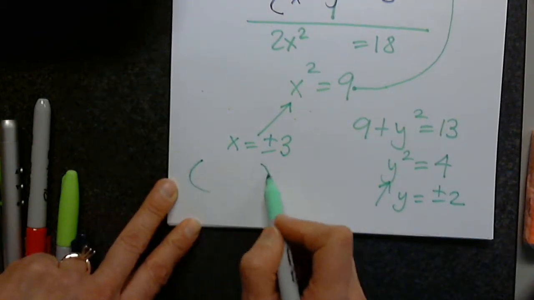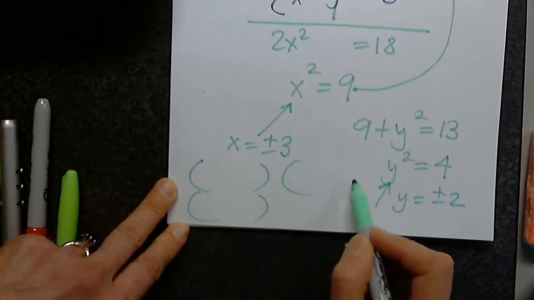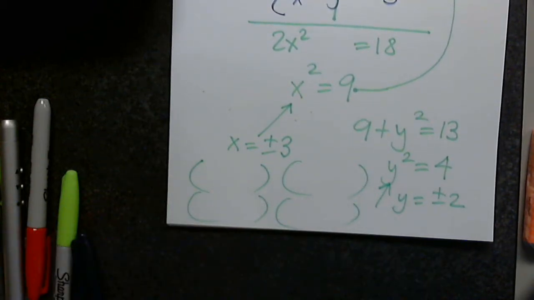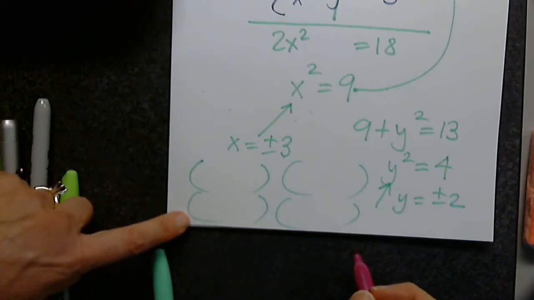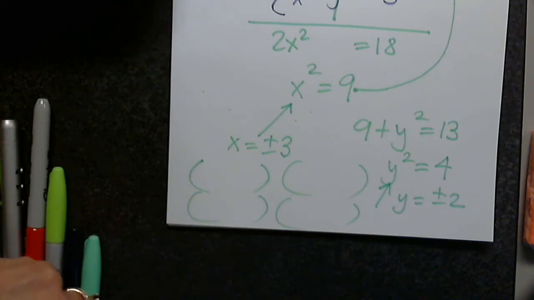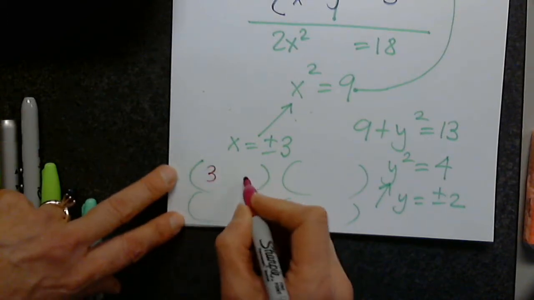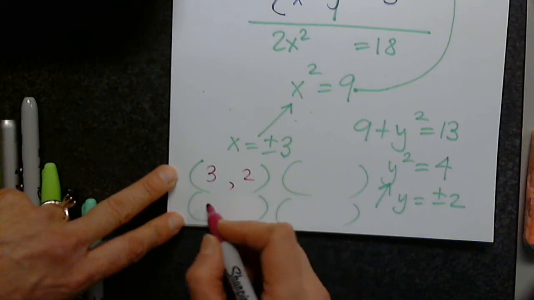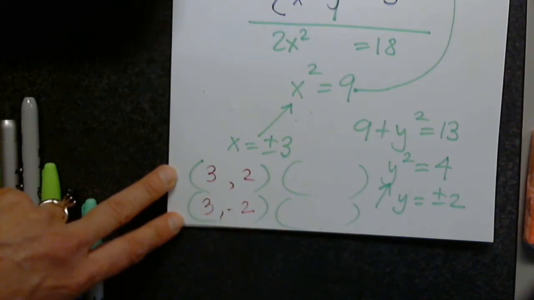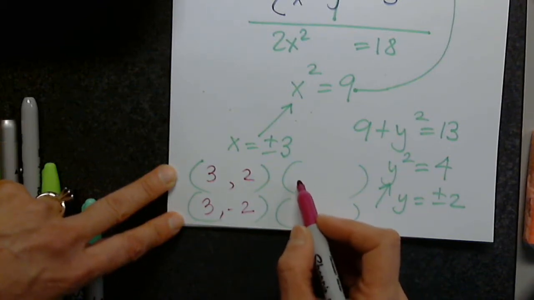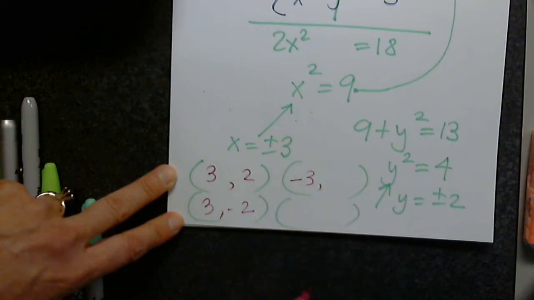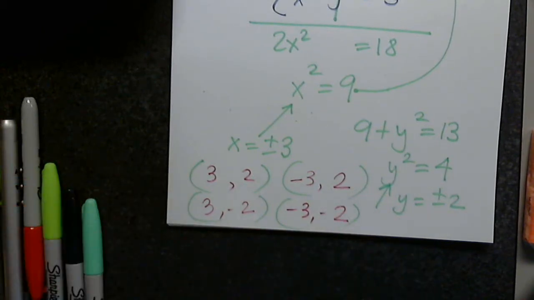And now, give me all possible solutions, all possible combinations. How do we get the 0? There is no 0. 3, 2. 3 comma 2. Negative 3, negative 2. 3 comma negative 2. Negative 3, comma 2. Yes. Negative 3, negative 2. Very good.